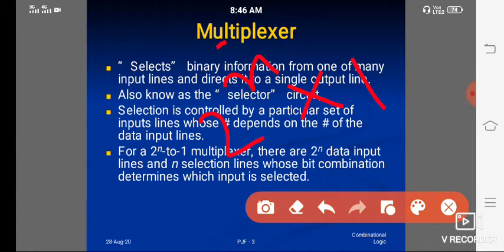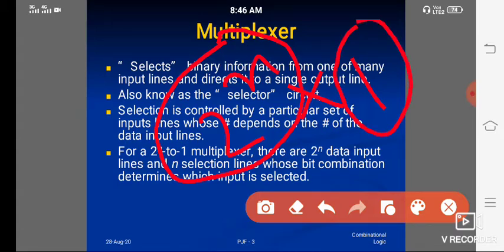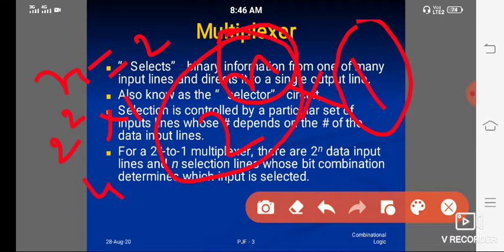Here 2 power n into 1. 2 power n is the number of inputs, 1 is the output. Here n is the number of selection lines. For example, n equal to 2. That means 2 power 2 into 1. That means 4 inputs, 1 output, 2 selection lines.